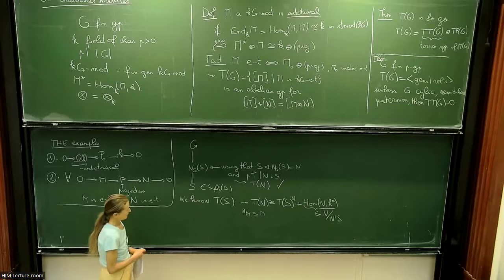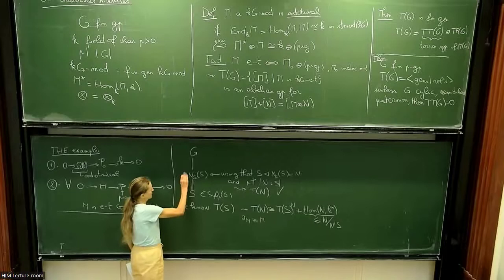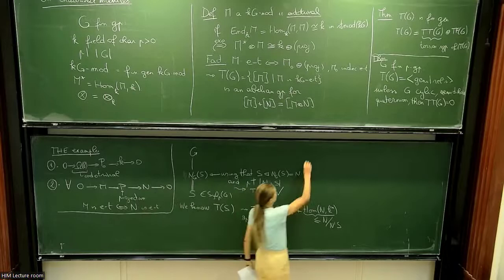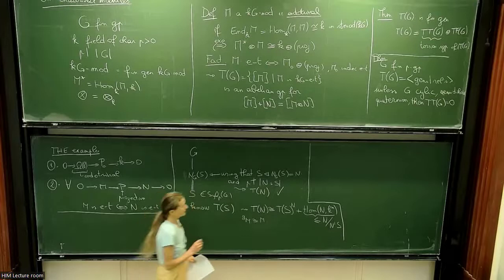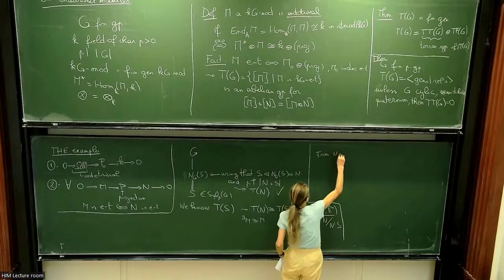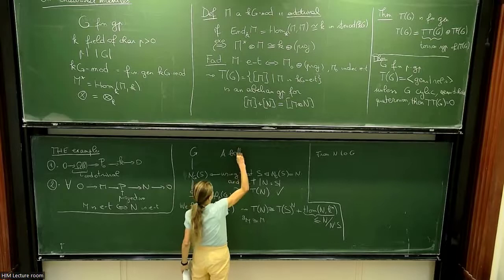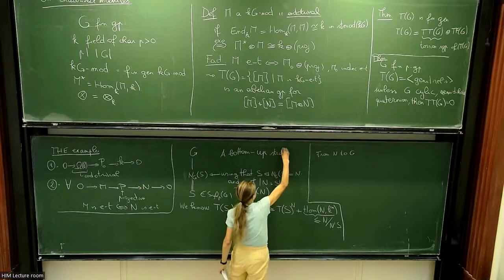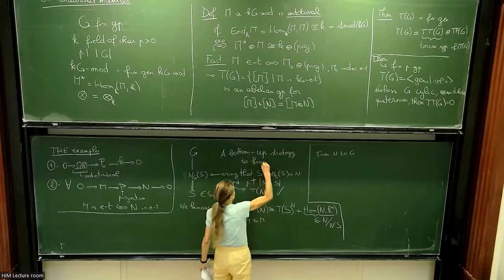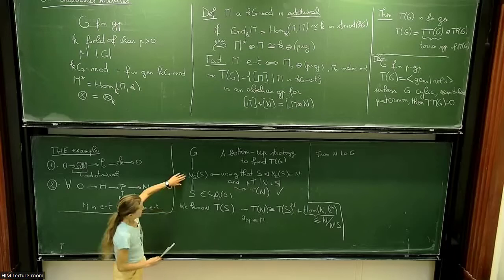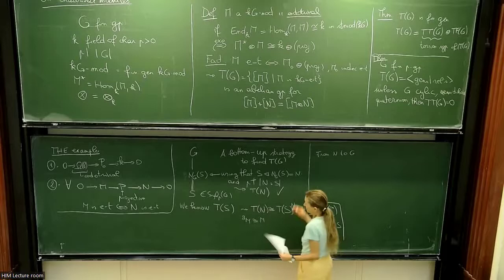So now what do we do? Because we are here, and how do we go from N to G? So this is where you use something that's called the Green correspondence. So from N to G, as you're noticing, I take here a bottom-up approach, a bottom-up strategy to find T of G. And if we have the endotrivial kN modules, how do we find endotrivial kG modules? The first naive thing to do from my viewpoint is to use the Green correspondence.